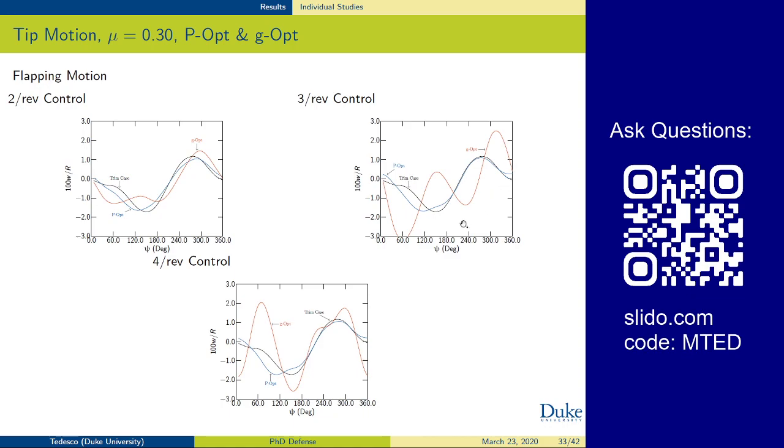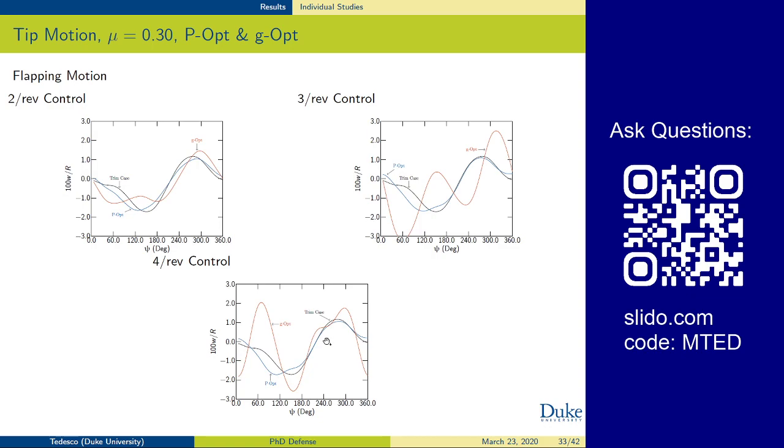I've decided just for highlighting this, we're only going to focus on the mu of 0.3 case, and we're going to look at each set of controls. So these are the same plots, except now on each plot, we have the trim case for comparison. We have the power optimization in blue and the vibration optimization in orange. For the 2 per rev in the top, the 3 per rev on the right, and the 4 per rev on the bottom.